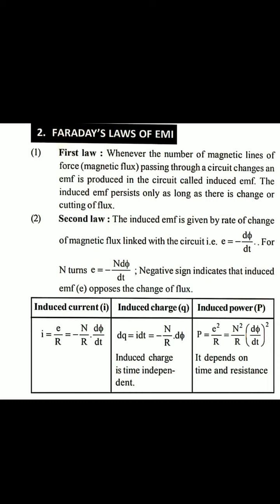But if the magnetic field is in one direction and the area vector is in the opposite direction, that means theta equals 180 degree, and we know that cos 180 degree is -1. In that case, we take the magnetic flux as negative.